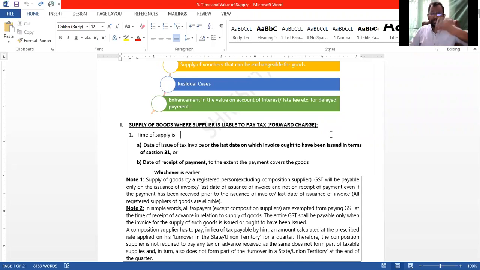Right? Sometimes what happens, sir, as soon as we receive an advance, we issue an invoice to the extent of that advance amount. That is what this point means, to the extent the payment covers the goods.